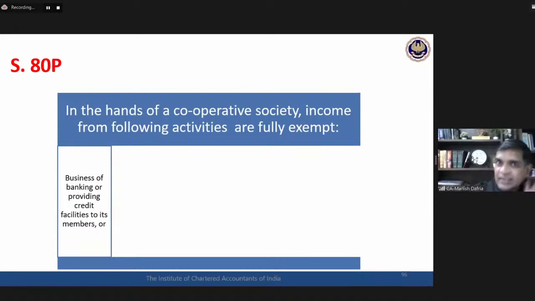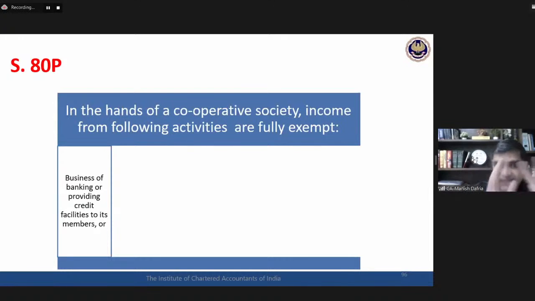Okay, so the income from all these activities is fully exempt. The first activity is income by way of the business of banking or providing credit facilities to its members. There are many credit cooperative societies. They take deposits from their members and provide loans to their members. So income from this whole business of banking or providing credit facilities to its members would be fully exempt.